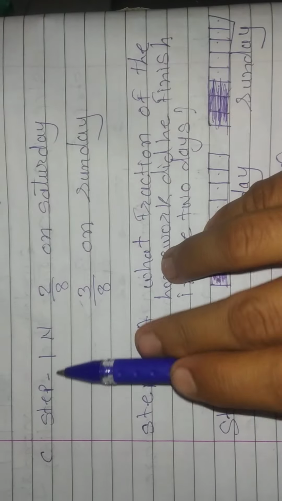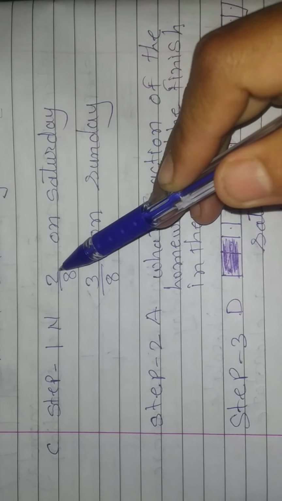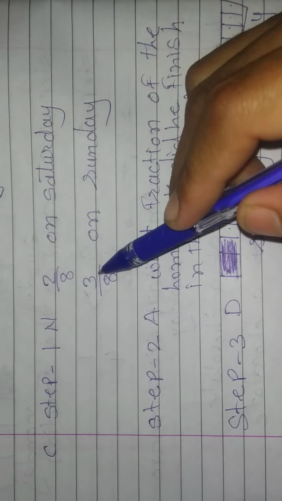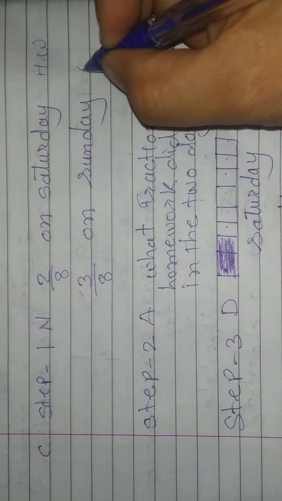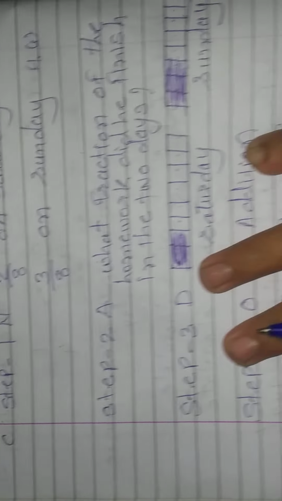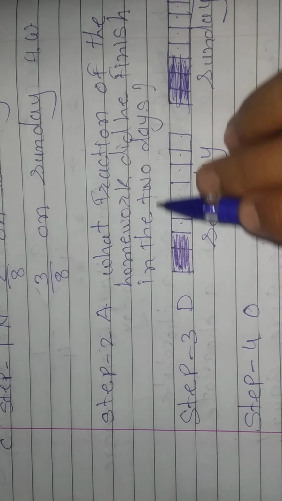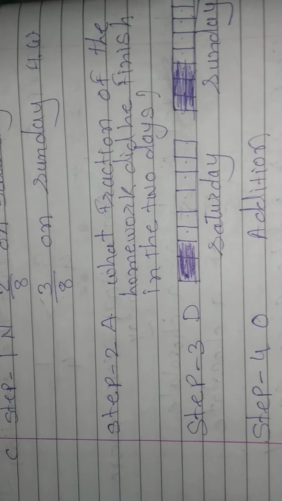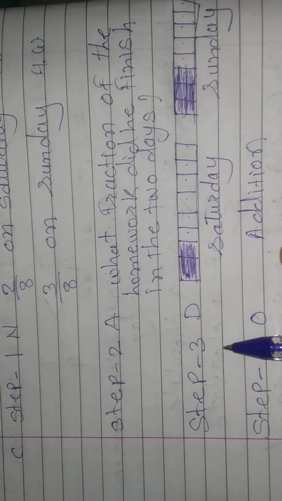In that, step number 1 is we have to find the numbers. So the numbers are 2/8 on Saturday and 3/8 on Sunday of homework. Now step number 2 is what fraction of the homework did he finish in the 2 days. 2 days में उसने कितना homework किया है वो हमें find करना है. So now we have to start step 3.